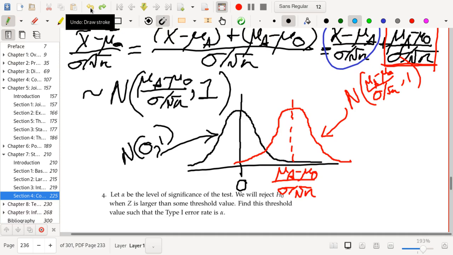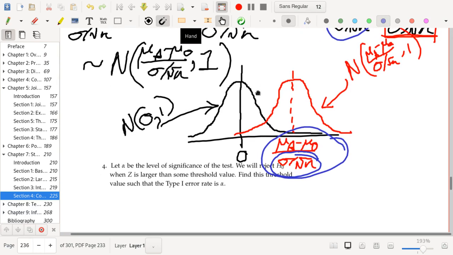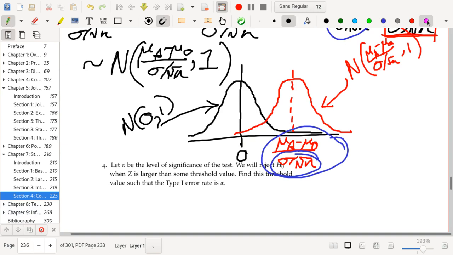And also, the fact that the shift is happening at this location, that this is the center of the actual distribution of the test statistic, tells you a few things. Like, the distance between mu a and mu naught matters relative to the standard error. The standard error is down here. And what happens as we look at that standard error? A few things, actually. For starters, we can rewrite this quantity as the square root of n times (mu a minus mu naught) over sigma.